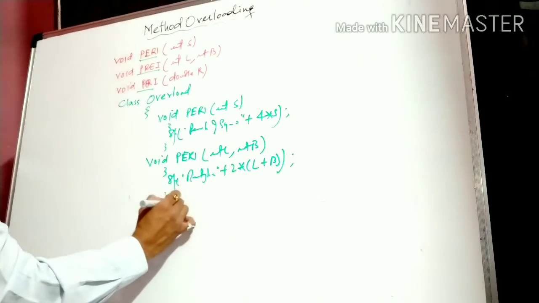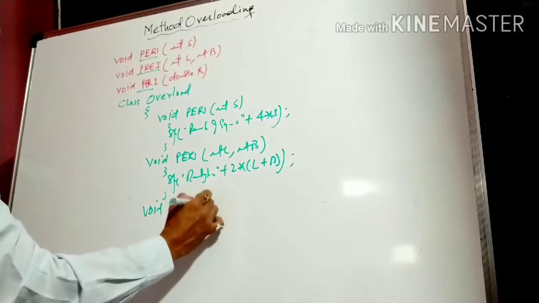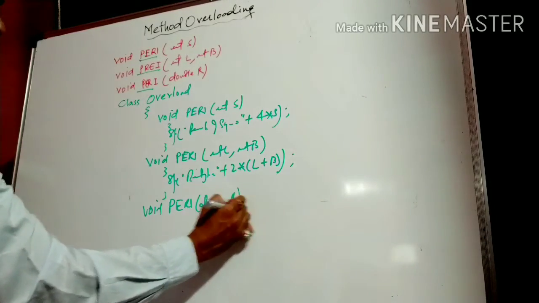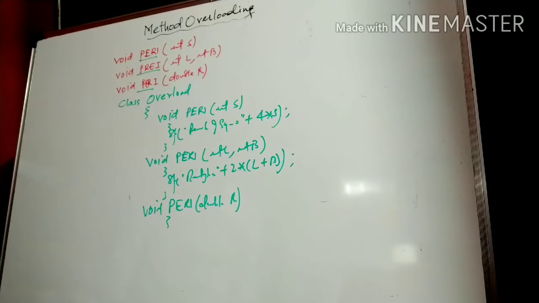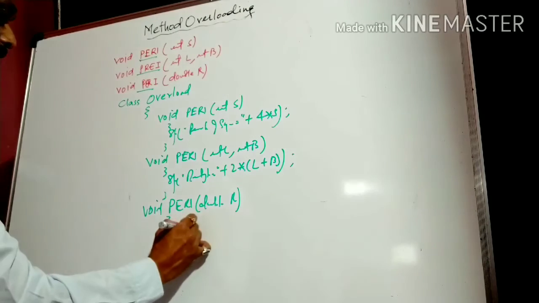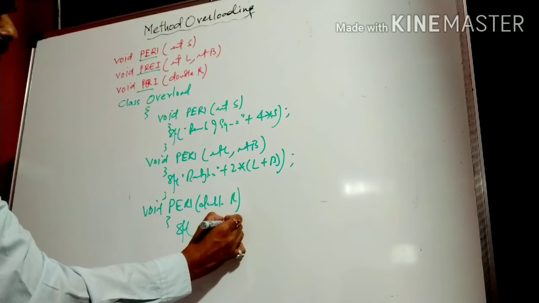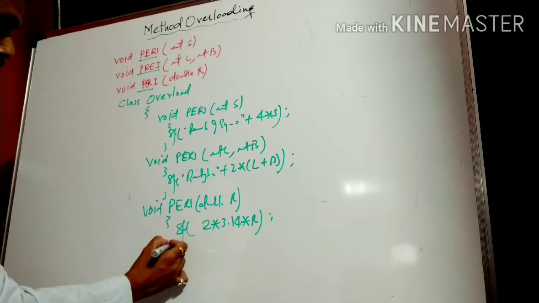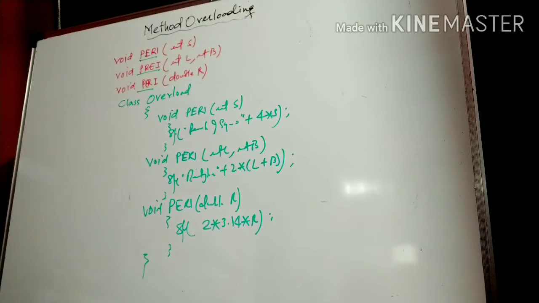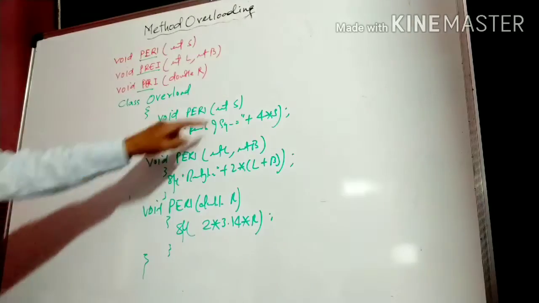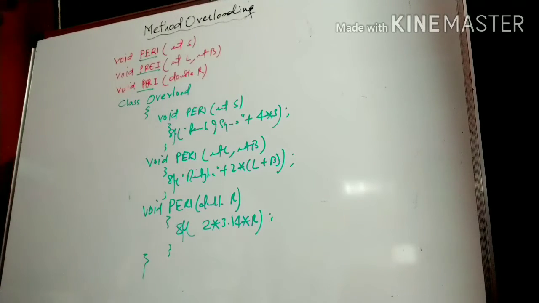And here is a void PERI with double R. Here you can write perimeter is 2 into pi, the value of pi is 3.14, into r. No need to call the main. That's over. You'll get a 15 marks question from this part. Here the method names are the same but signatures are different. That is a part of method overloading. Are you getting it, my dear children? Is there any confusion? If there is any confusion, you can discuss with your teacher.